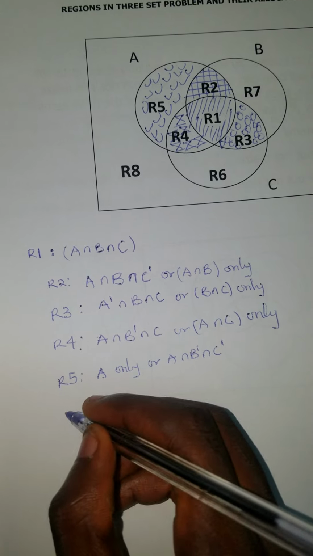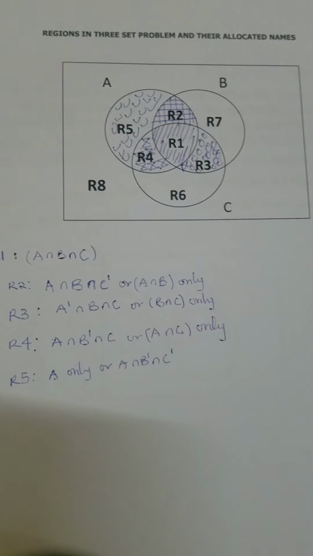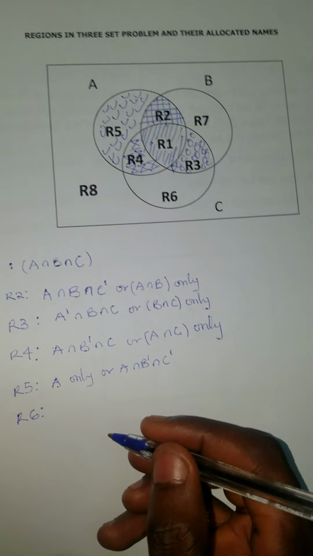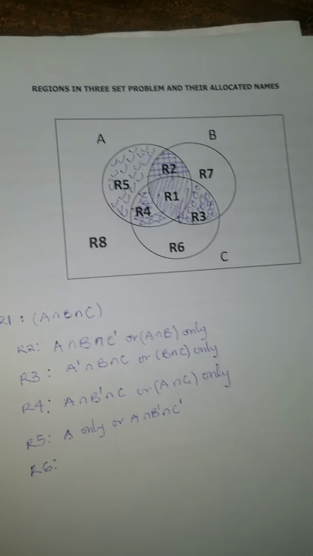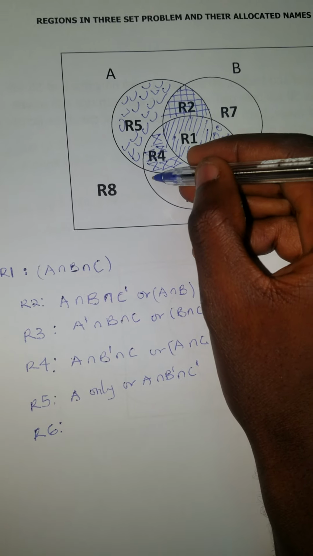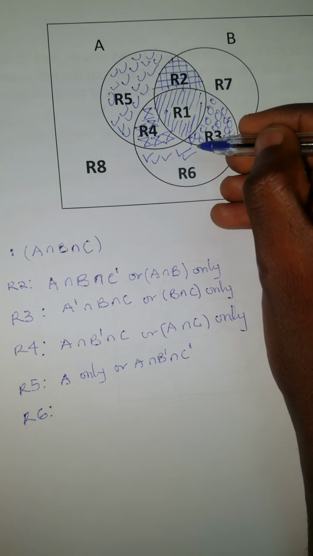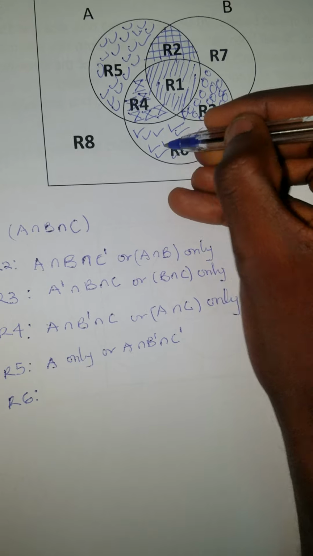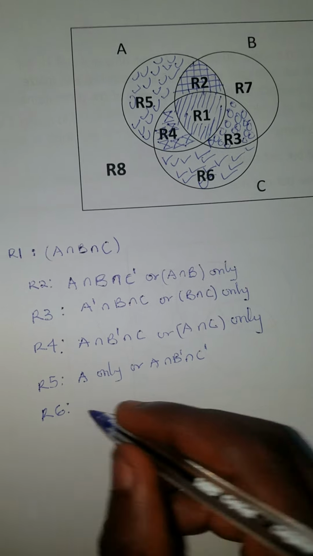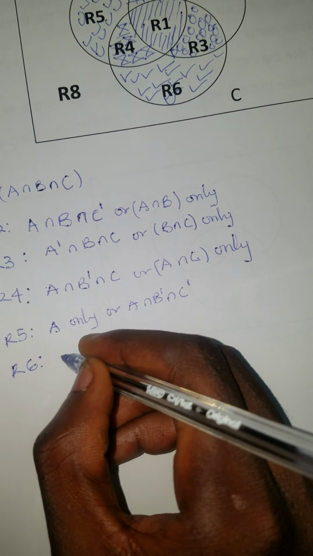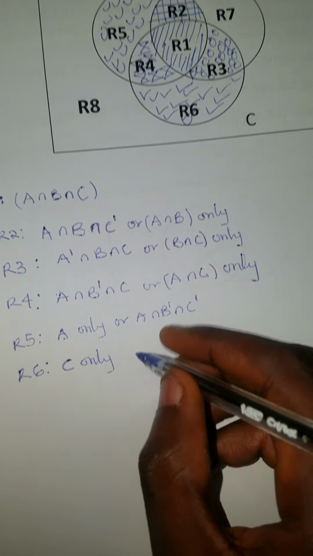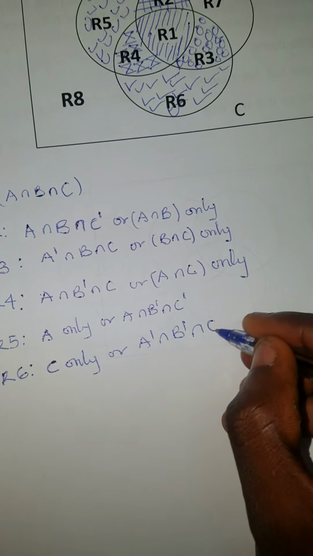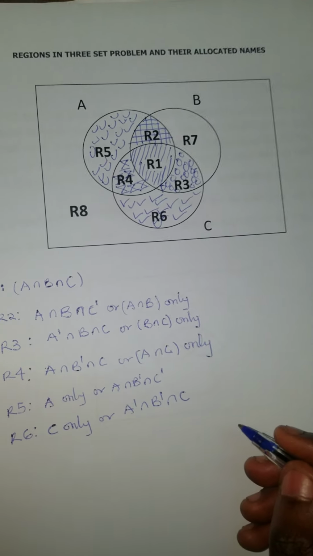Then region 6. Region 6 is here. Our region 6 is, you can say C only, or A complement intersection B complement intersection C. That is our region 6.